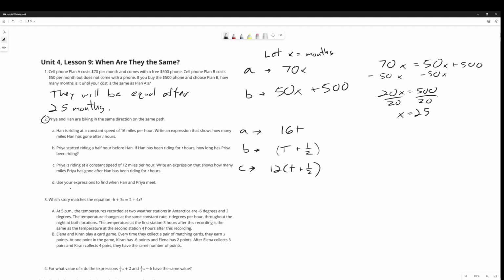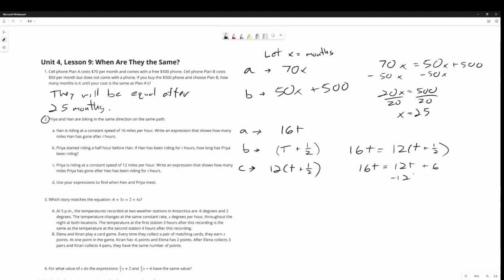Then we would need to use our expressions to see when Han and Priya meet. So I'm going to take 16T, which is Han, and make that equal to 12 times the quantity T plus 1/2, which is Priya. And then we solve. So let's distribute the 12. So I get 12T, and 12 times 1/2 is 6. So I get 12T plus 6. 16T equals 12T plus 6.